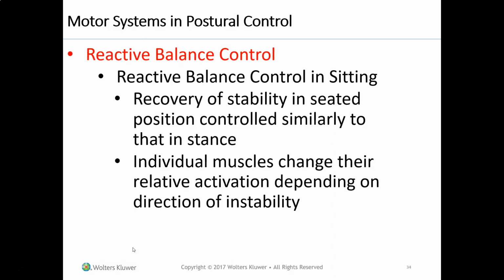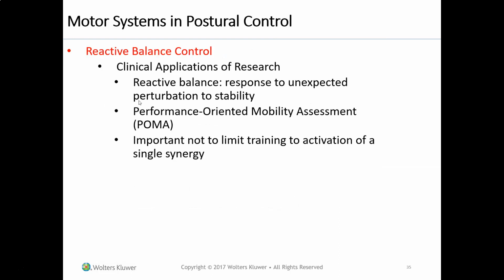Now, reactive balance control in sitting is a recovery of stability in seated position controlled similarly to that in stance. Individual muscles change their reactive activation depending on the direction of instability. So obviously we want to work on balance control in sitting first, maybe before we do standing, depending on the individual. Now, clinical application of research: reactive balance responds to unexpected perturbation to stability. And here's the test, which is the Performance-Oriented Mobility Assessment, the POMA. It's important not to limit training to activation of a single synergy. So let's take a look at the POMA.